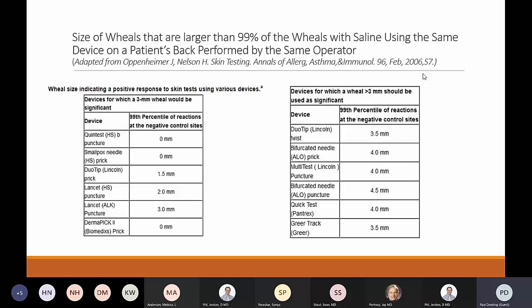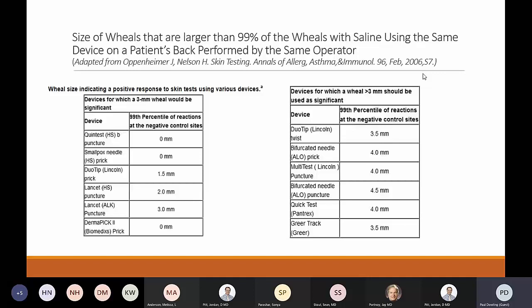Some of the devices are a little bit better than the others. As you can see on the left side, the Dermapic at the bottom, most of the negative controls were negative controls, so actually at a zero, and 3 millimeters greater than that is sufficient. Some of the devices, you need more than 3 millimeters greater than a control to be really accurate.